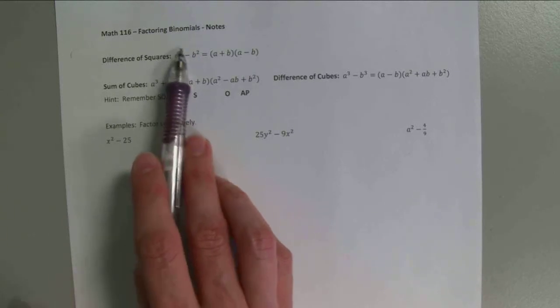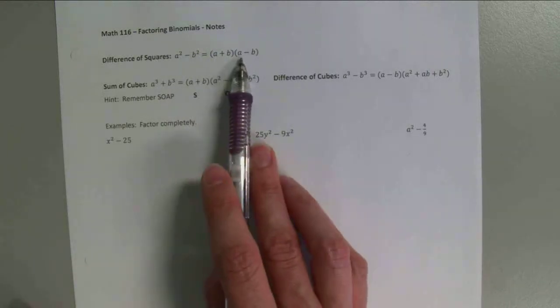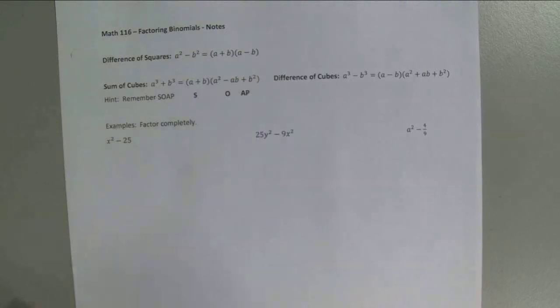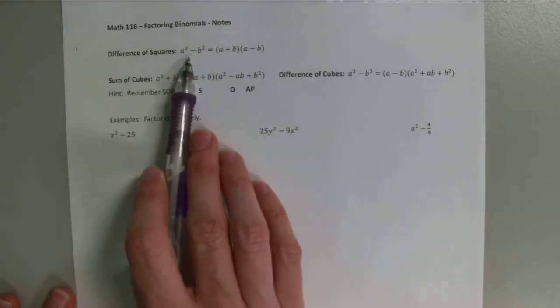What you do is you split the first term. So what's the square root of a squared? You split it to a and a, and you split b squared to b and b, and then you have opposite signs. And we'll talk about why we have opposite signs. 1, a positive times a negative gives you a negative, and 2, the positive and the negative will actually start canceling each other out, so that we lose that middle term.